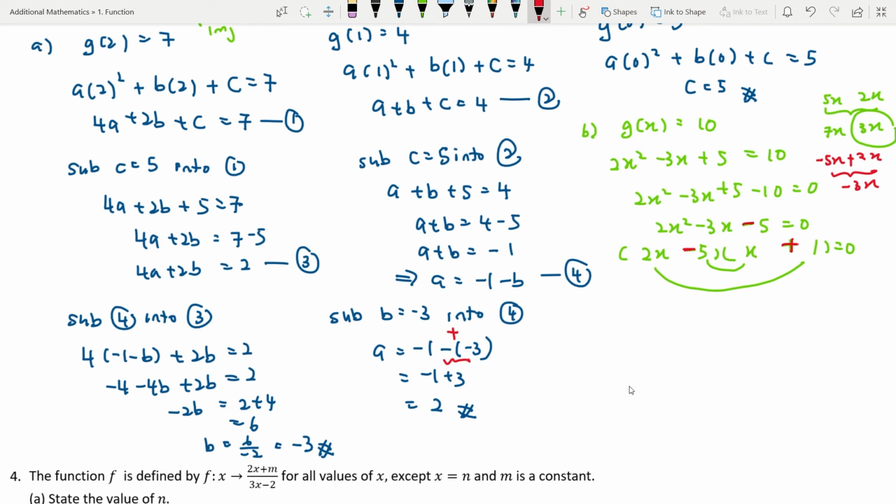We will get a negative. 2x minus 5 equals to 0. X equals to 5 over 2. And the other one, x plus 1 equals to 0. X equals to -1.